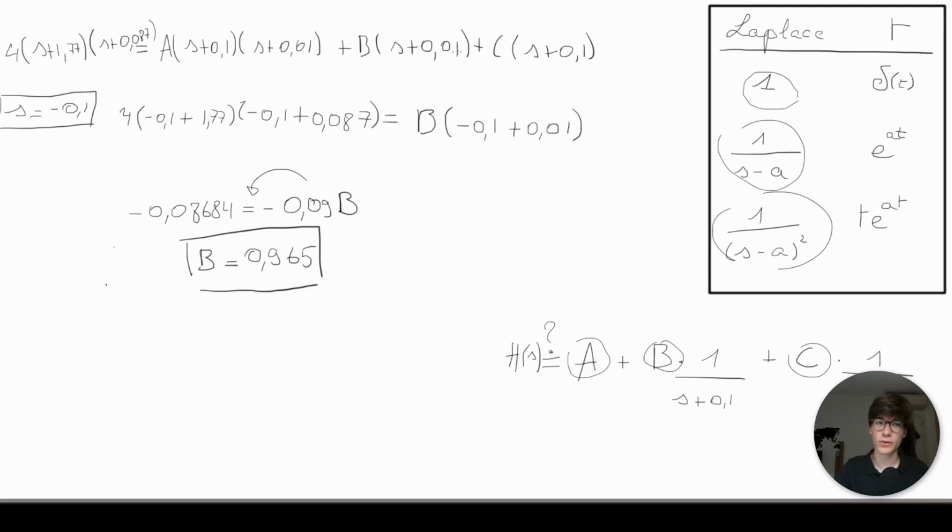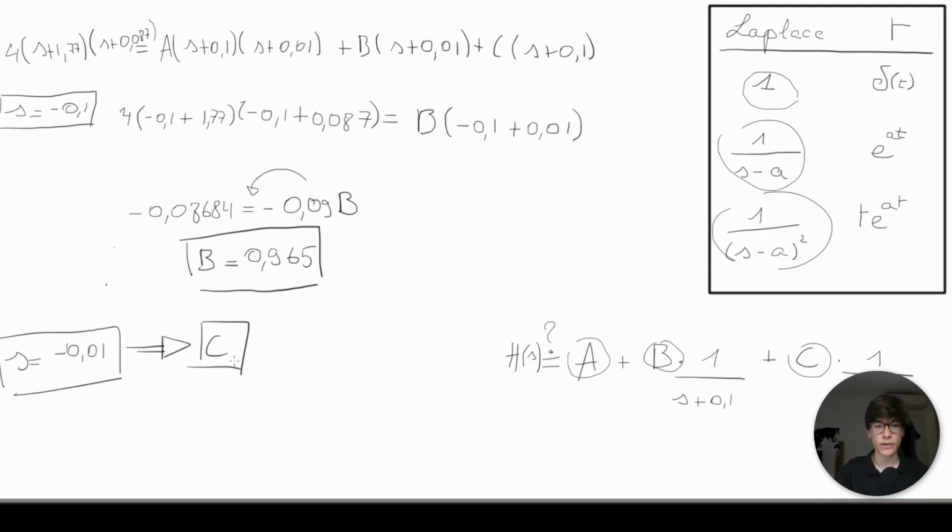And for the other coefficients, you could think about what values you would set s to. For c, for example, you can pause the video if you want to think about it. It would be negative 0.01. Because if you insert this value here, this will become 0, this will become 0, and this will be a value, this will also be a numerical value. And this way you can find c out of this. So s equals negative 0.01, here we find the coefficient c.